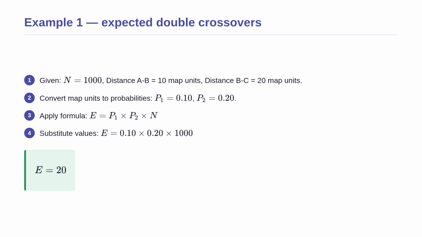We start by converting the map distances into crossover probabilities, remembering that one map unit equals a 1% recombination frequency, or 0.01 in decimal form. So 10 map units becomes 0.10, and 20 map units becomes 0.20. We multiply these probabilities together and then multiply by the 1,000 offspring. This gives us a final expected count of 20 double crossover individuals, assuming no physical interference.